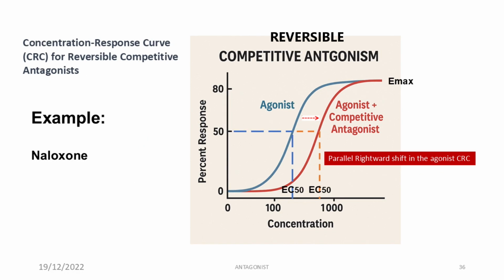The source mentions naloxone, used for opioid overdoses, as a perfect example. It competes reversibly at the opioid receptor. Okay, reversible competitive. Temporary binding, surmountable, shifts right. Got it. What about the irreversible ones?